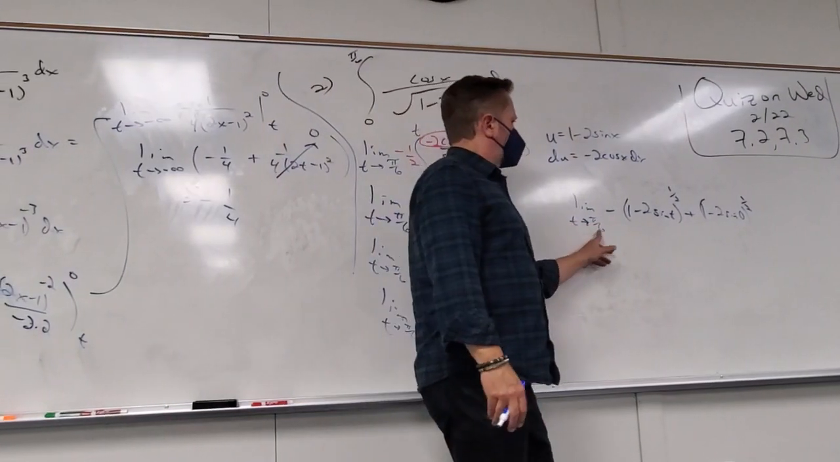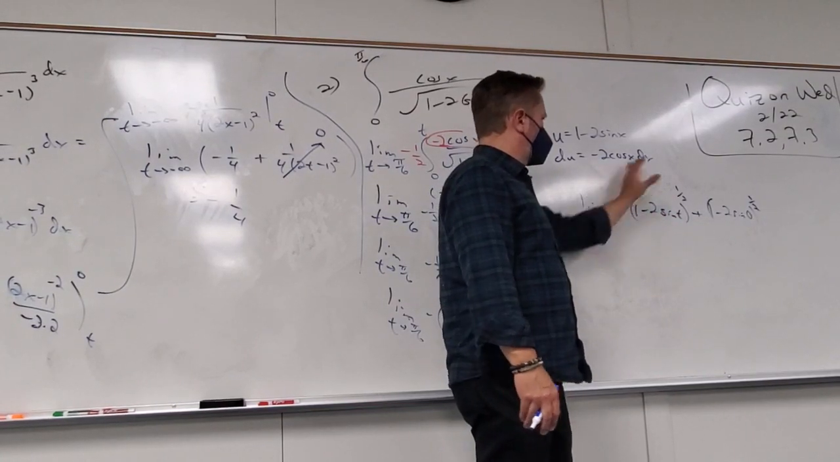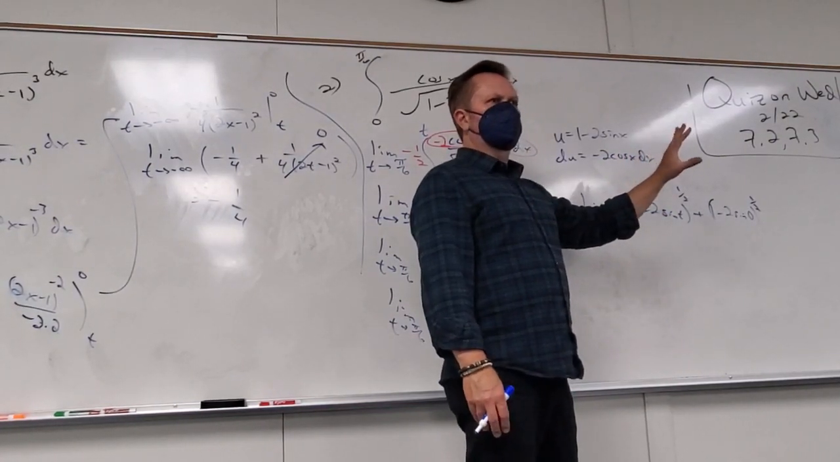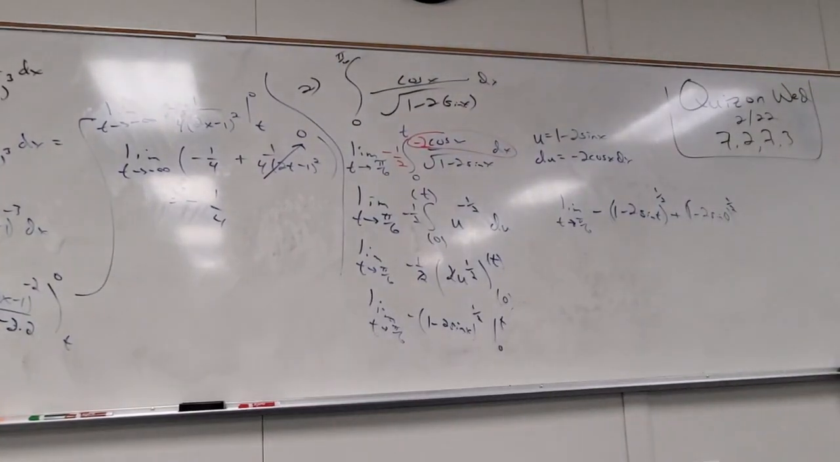So if you let t go to pi over 6, 1/2 of 2 is 1, 1 minus 1 is 0, so that whole thing is 0. It's bodacious. So real quick, notice something. Real quick, you guys help me out.